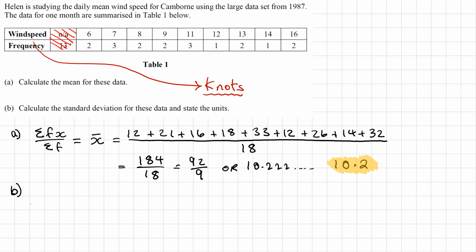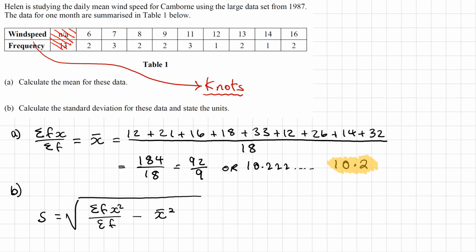So standard deviation, now we could use the sigma symbol. Strictly speaking, because this is the standard deviation from a sample, I should use S. I don't think you're going to lose marks if you use sigma. Sigma really is for the standard deviation for a population, and this is going to be the sum of fx squared over the sum of f minus our mean squared.